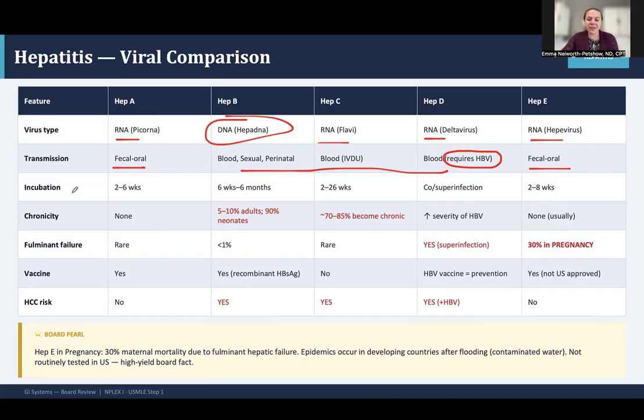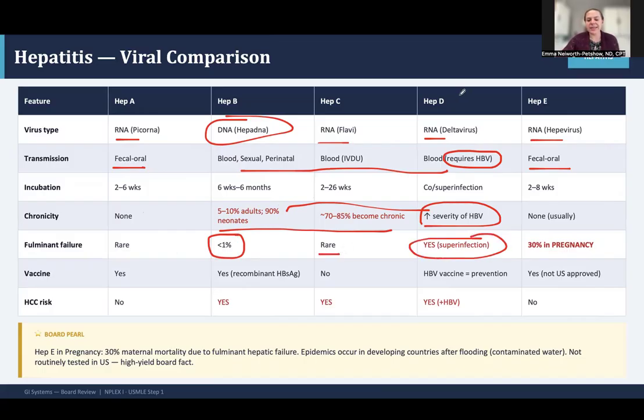Incubation periods, less important to know for this exam, but important to know clinically. Chronicity, it's important to know that Hep B and C are going to be chronic, versus A and E are going to be acute and self-resolving, typically over time. Hep D is going to increase the severity of hepatitis B. Fulminant liver failure, you can see that some in hepatitis B, rare in Hep C, and yes, when you have a co-infection with hepatitis D.